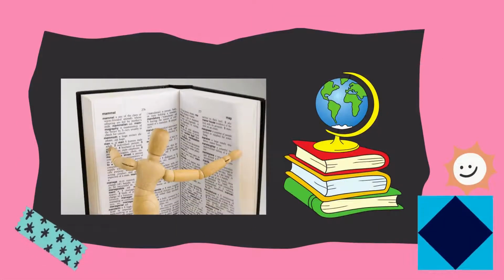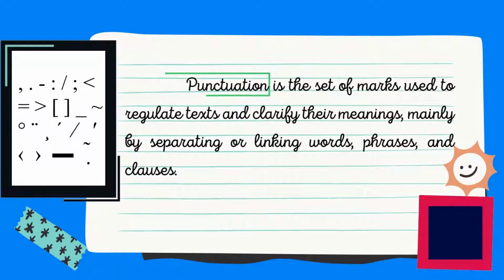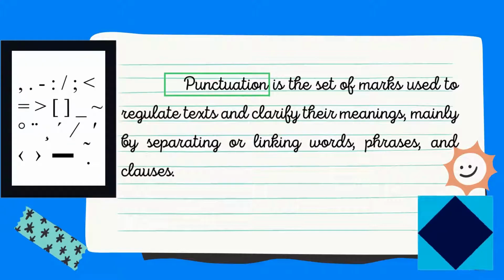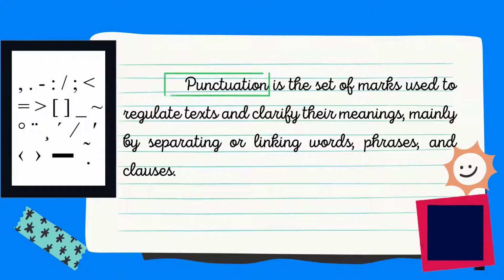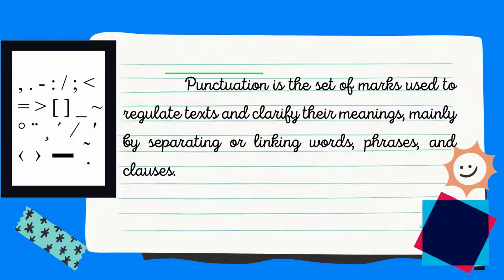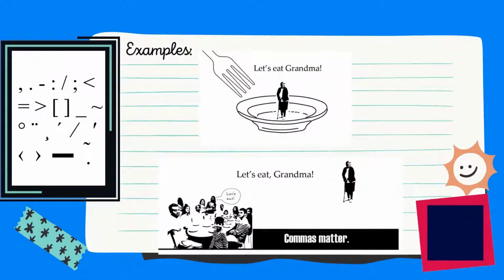For us to be able to identify the correct spelling of a word, we can look at our dictionaries. Next, we have the use of punctuation. Punctuation is the set of marks used to regulate texts and clarify their meanings, mainly by separating or linking words, phrases, and clauses. Let's have this example.